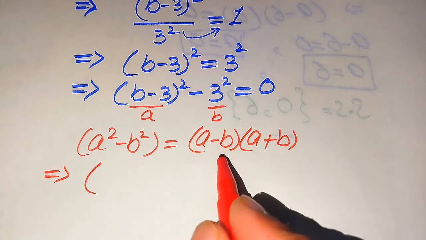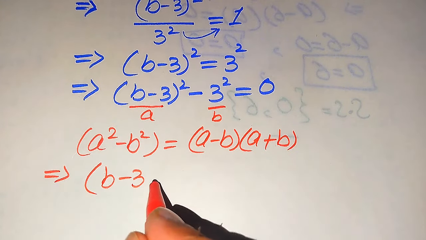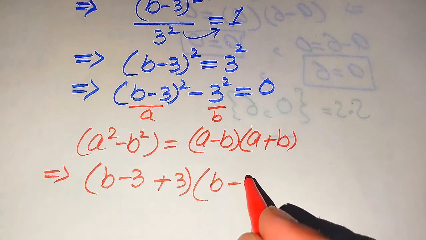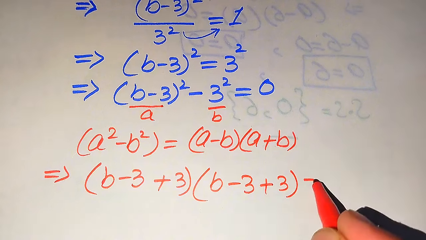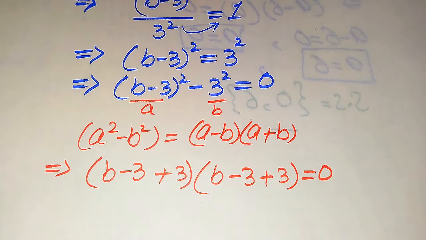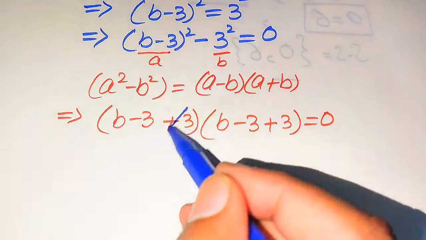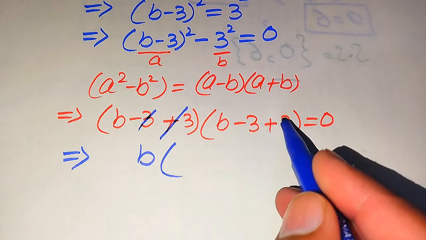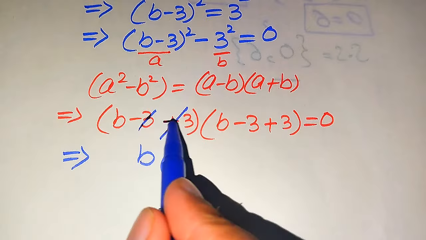So the first factor is a minus b, where the value of a is b minus 3, and the value of b is 3, times a plus b, where the value of a is b minus 3 and plus 3, and this whole equation equals 0. So here we need more simplifications, and now you see this positive 3 and negative 3 are gone, and we will get b times... here we have a little mistake in the first method. This is our negative sign.